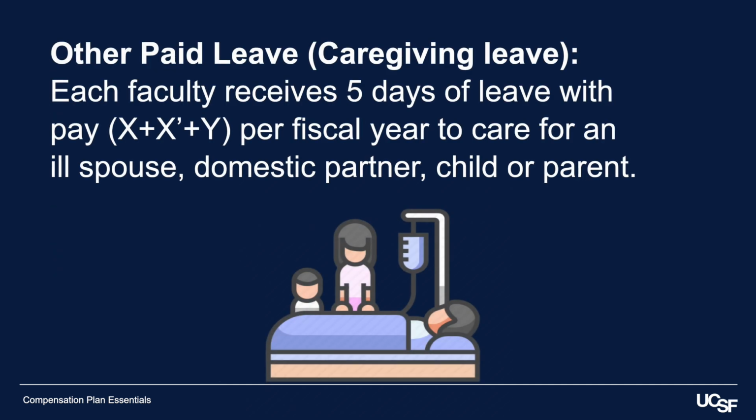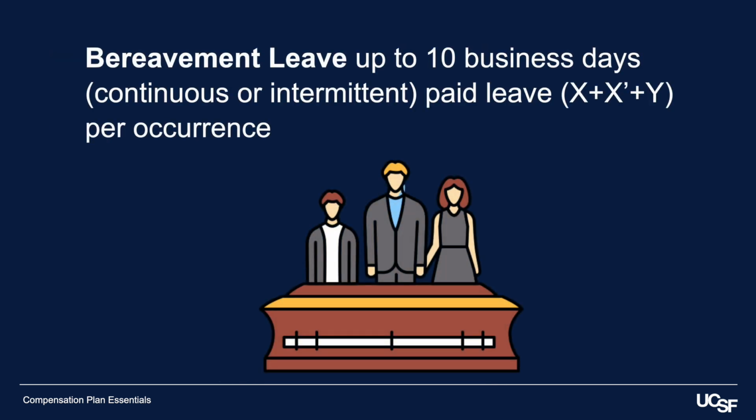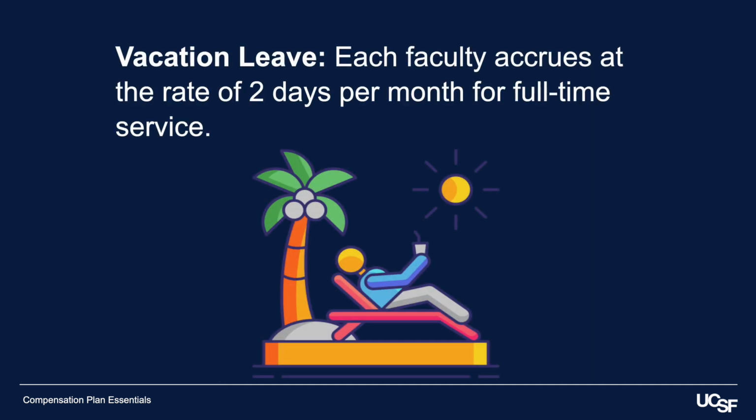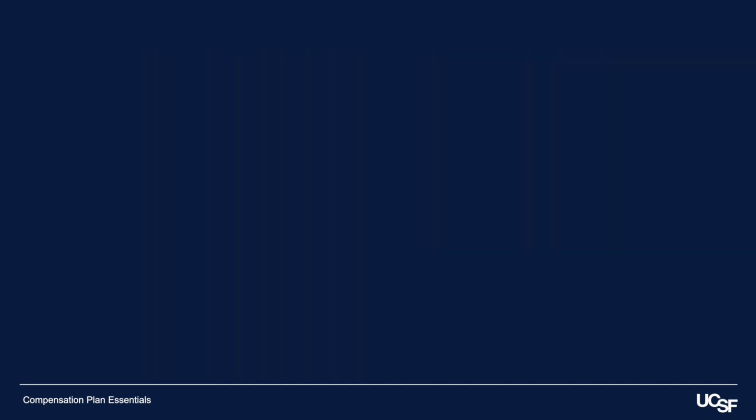Other paid leave or caregiving leave. Each faculty receives 5 days of leave with pay, X plus X prime plus Y, per fiscal year to care for an ill spouse, domestic partner, child, or parent. Bereavement leave. You have up to 10 business days, continuous or intermittent, paid leave, X plus X prime plus Y per occurrence. Vacation leave. Each faculty accrues at the rate of 2 days per month for full-time service.